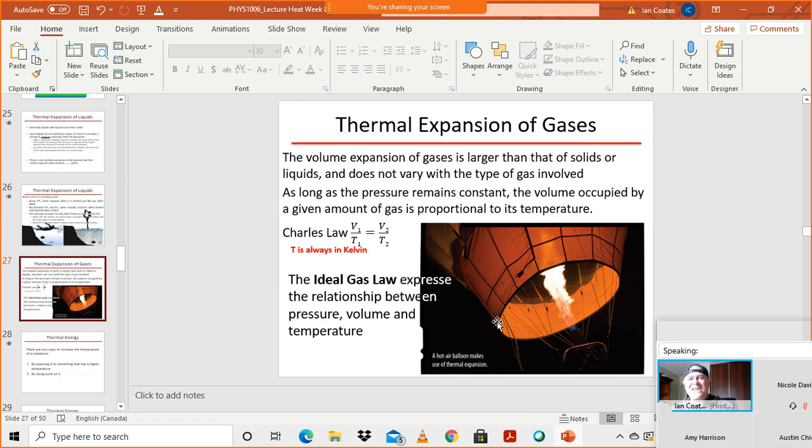Thermal expansion of gases. The volume expansion of gases is larger than that of solids or liquids, of course, and does not vary with the type of gas involved. As long as the pressure remains constant, the volume occupied by a given mass of gas is proportional to its temperature. And y'all have seen this before from your chem. Okay. Charles' Law. I don't think I included it on this formula sheet, but I think you must have it somewhere. I'll let you know if you need it. When you're doing Charles' Law, please note that T1 and T2 are in Kelvin. There is no Celsius in this. If I give you Celsius, you have to change it to Kelvin.